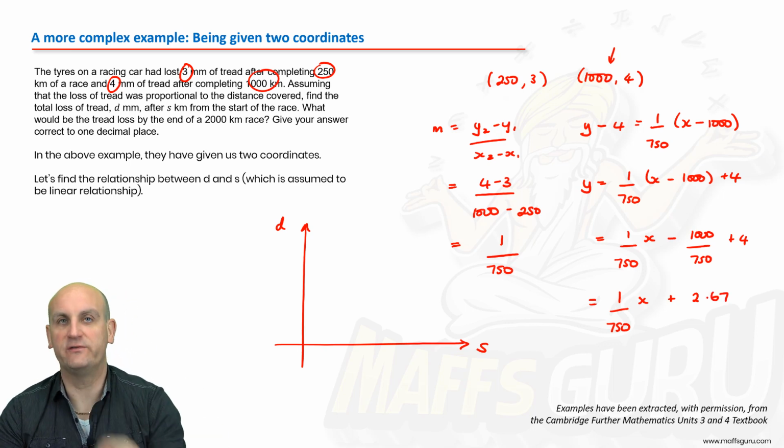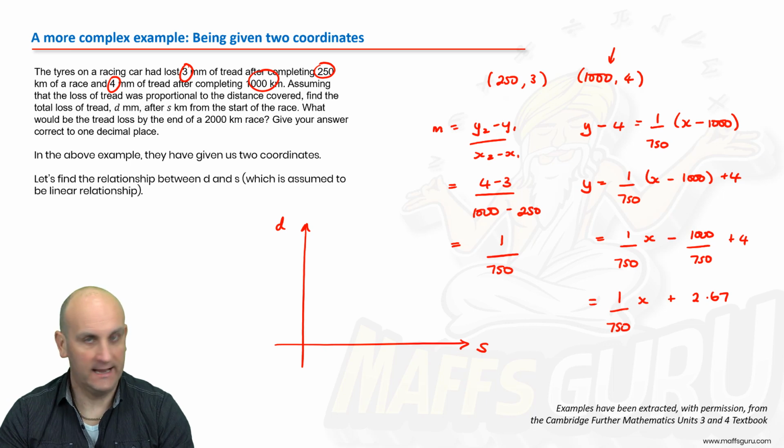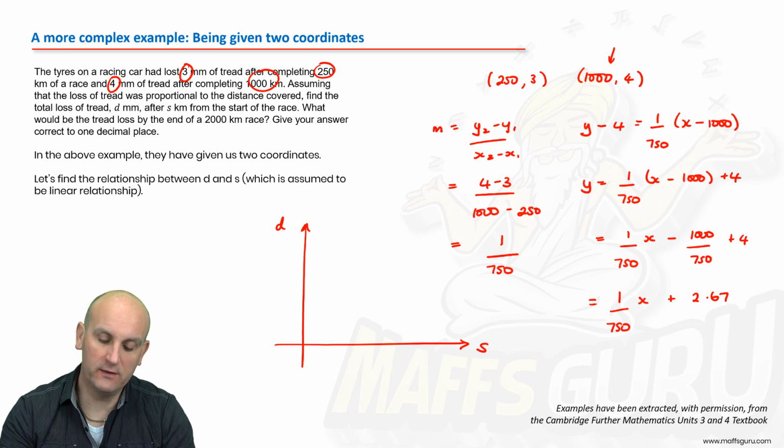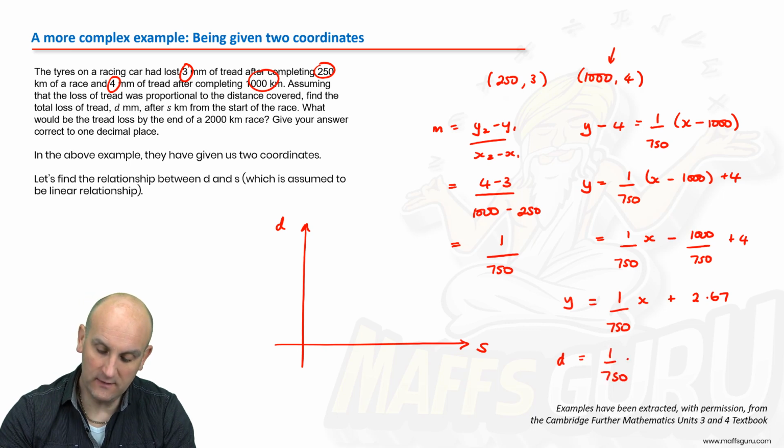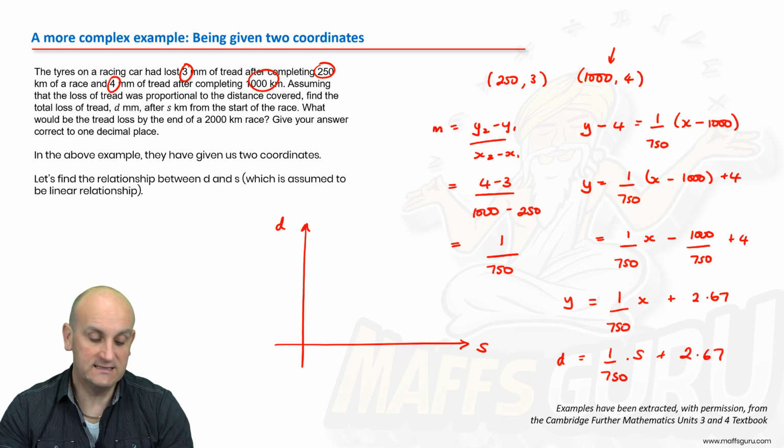Now, do you notice the problem I've got here? Oh, I've used x's and y's, but actually I shouldn't have done that. So although I've got my working out using the equation, I'm going to make sure that I now say that actually my D is equal to 1 on 750 times S plus 2.67. Now, has that finished the question?